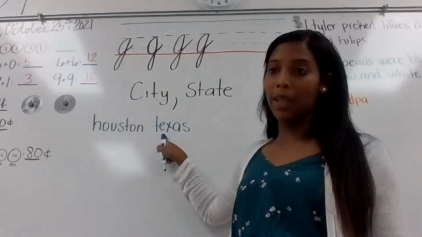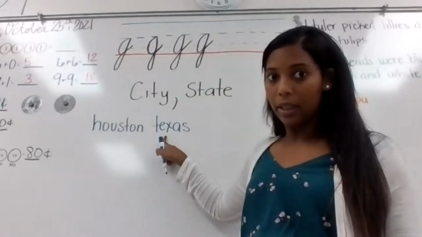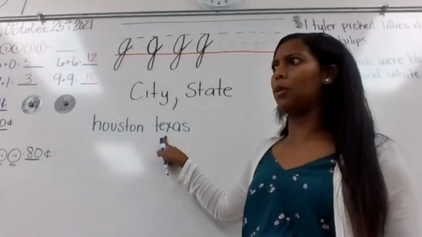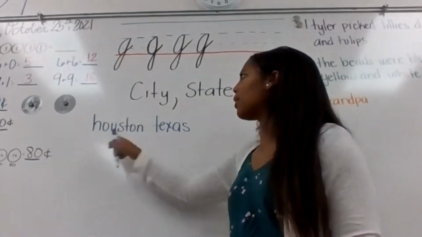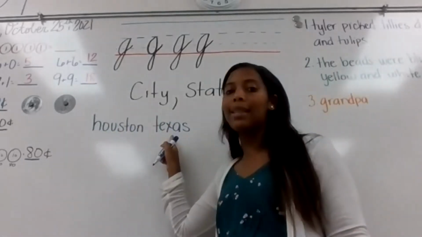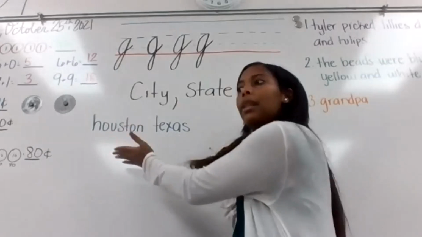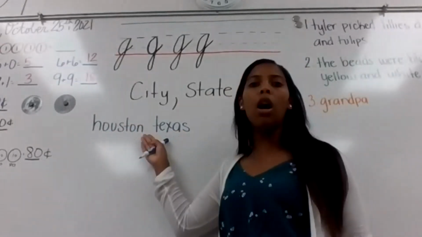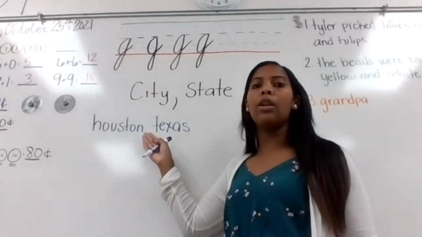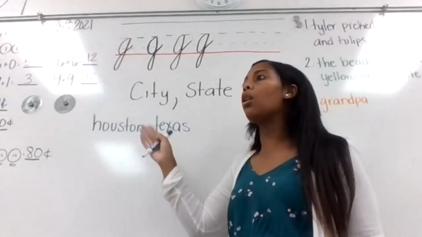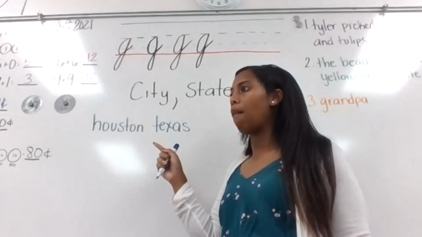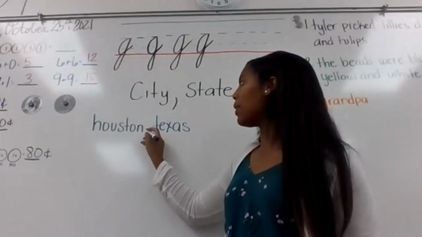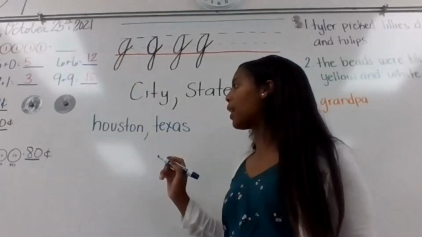Texas. Now I know we heard of Texas before. Yeah? Houston, Texas. Houston is the city. Texas is the state. Okay? Now, is it written down correctly? No, it is not. What's wrong with the way that I wrote Houston, Texas? It does not have a comma that's supposed to separate the city and state.